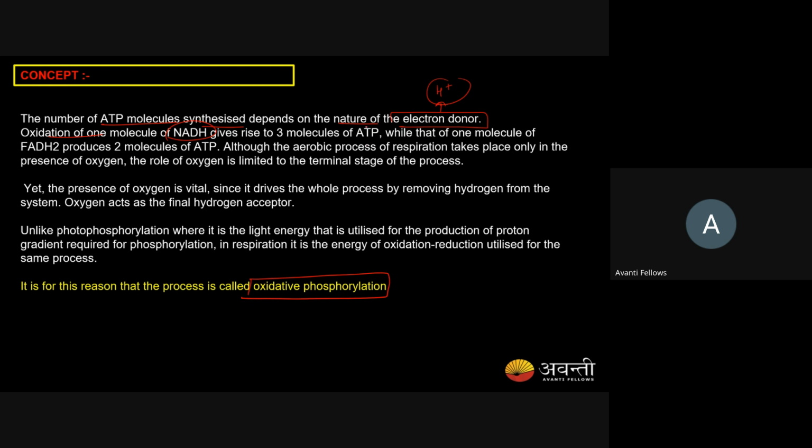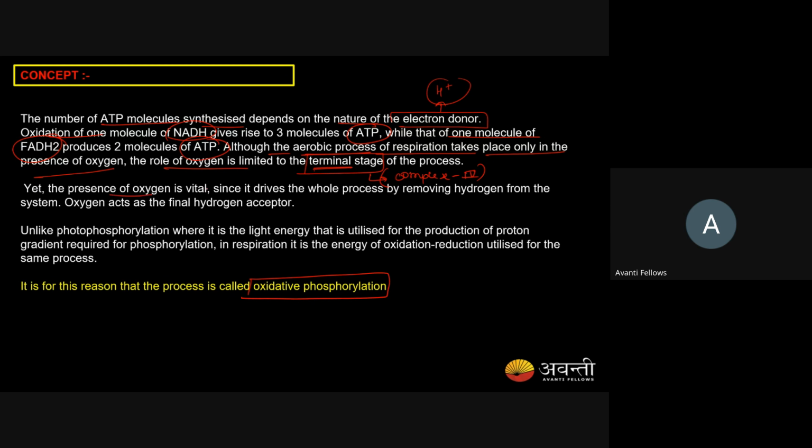When we are doing oxidation of one molecule of NADH, how many ATP are produced? 3 ATP. And one molecule of FADH2 is producing how many ATP? 2 ATP. Although the aerobic process of respiration takes place only in the presence of oxygen, what is the role of oxygen here? The role of oxygen is at the terminal stage. Terminal stage means complex number 4. Oxygen is involved in complex number 4.